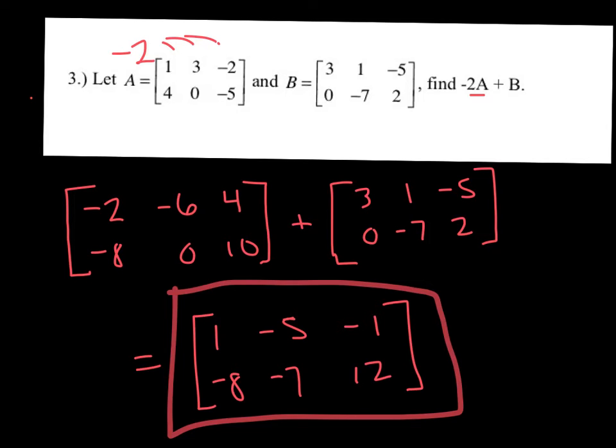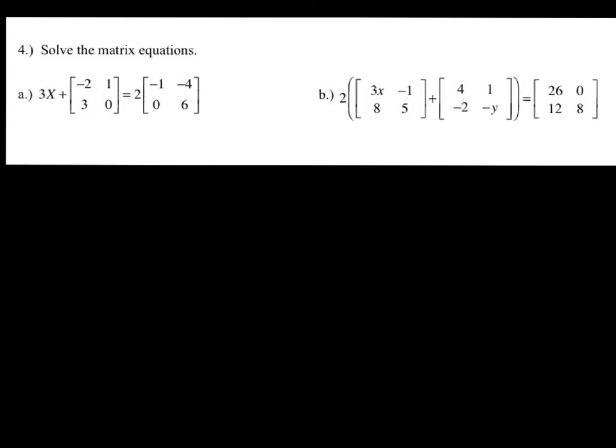All right, let's keep moving down here to number 4. Number 4 wants us to solve the matrix equation. So just like in number 1, we are solving for that variable x. It's just that it's not quite as simple as just seeing, okay, this entry corresponds with this entry.